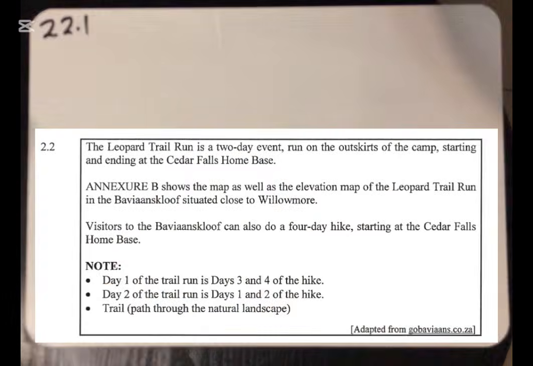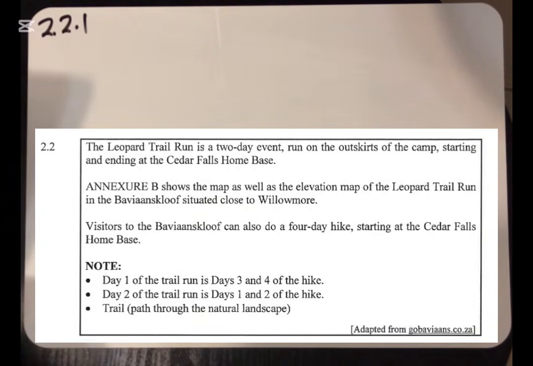Moving to the next question, it says that the Leopard Trail Run is a 2-day event run on the outskirts of the map, starting and ending at the Cedar Fall home base. Next, we are shown the map as well as the elevation map of the Leopard Trail Run in this place situated close to Willomo. Visitors to this place can also do a 4-day hike starting at the Cedar Fall home base.